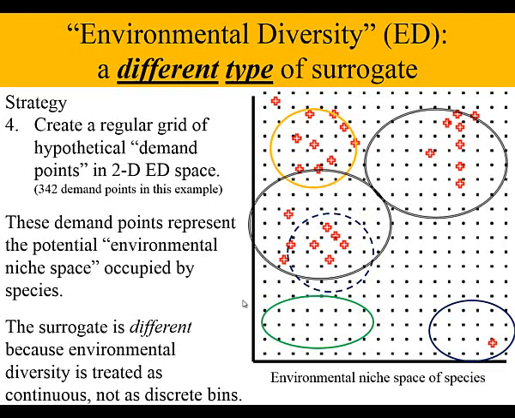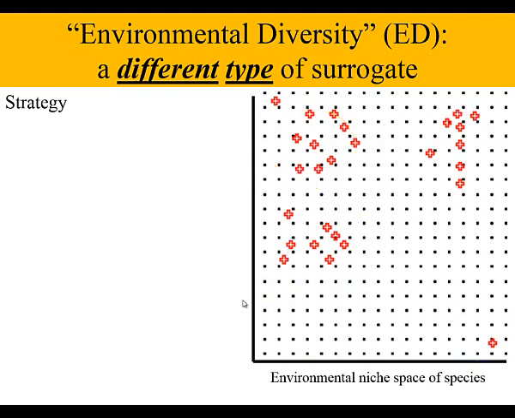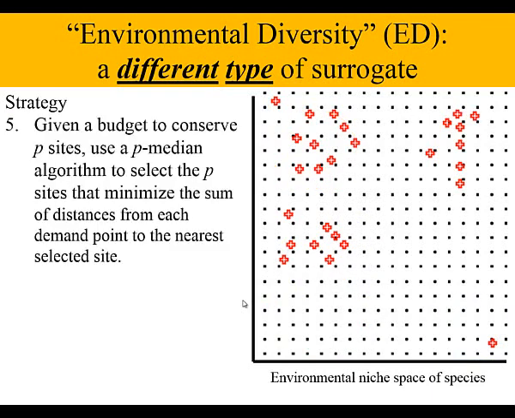But conceptually, this is what environmental diversity is imagining: that there are species that have a coherent niche in space, and we want to identify the sites, those little red crosses, that are most likely to serve all the species in the landscape. The last part is, if you have a budget to conserve P sites, whatever P might be, let's assume for a minute we're going to conserve 4 sites out of these 27. I want to select the 4 sites that are going to minimize the sum of distances from each of these demand points to the selected sites.